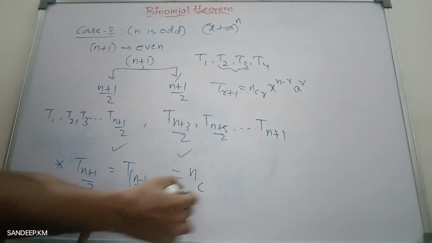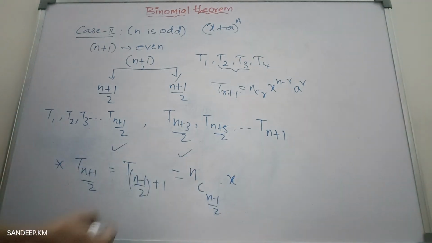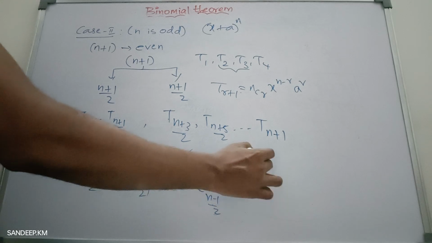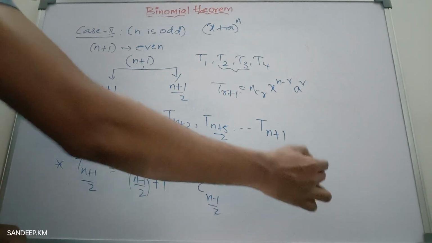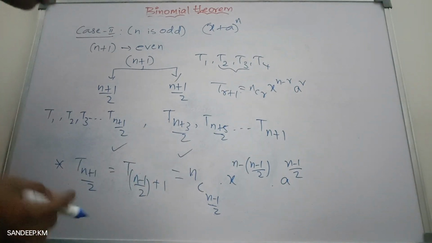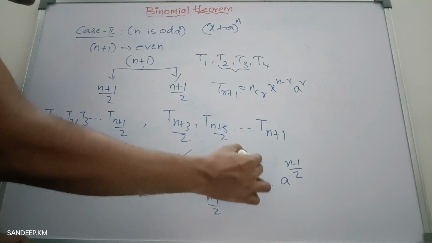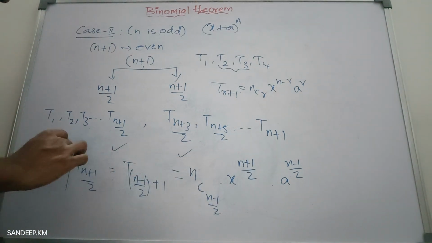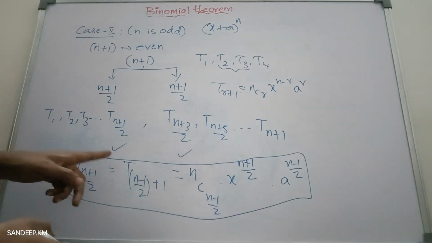nCr value is (n-1)/2, into x power n minus r, that means n minus (n-1)/2, into a power r, that means (n-1)/2. So if you simplify this, you will get x power (n+1)/2 into a power (n-1)/2. So this is the first middle term. There are two middle terms, right?